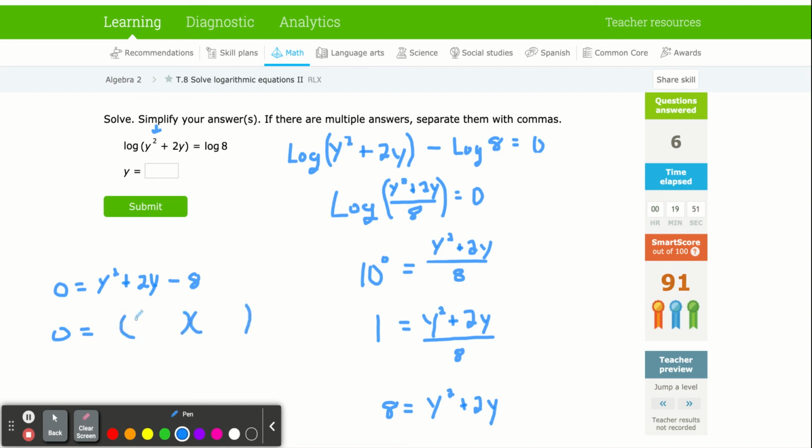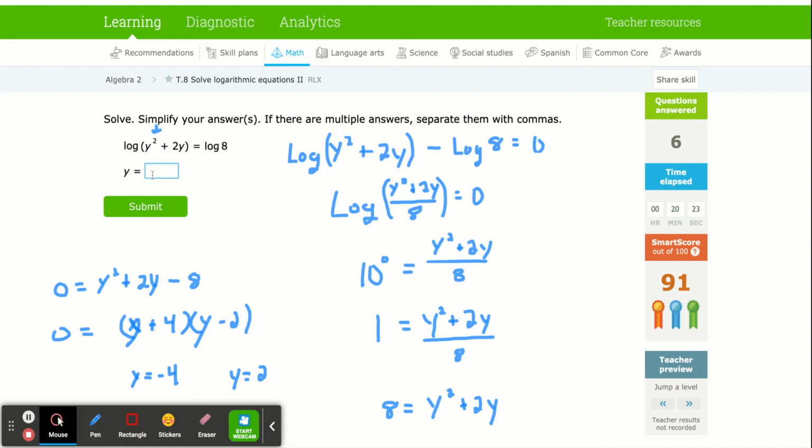So again, what I want to do is find two numbers that, oh, that should be a y, by the way. Two numbers that multiply to give me -8, but add to give me +2. So that's going to be a +4 and a -2. So my two solutions will be the opposite of what you see. y will either equal -4 or y will equal 2. So I come up here and type in -4, 2.